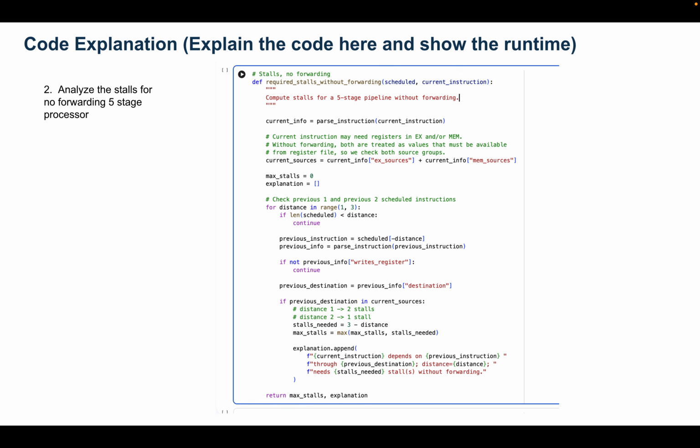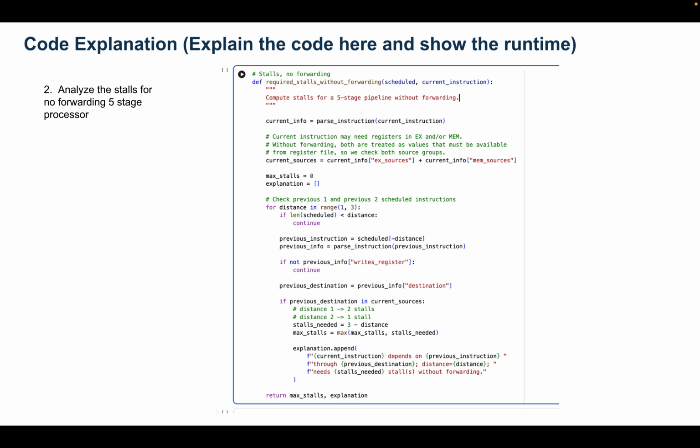So for the pipeline without forwarding, the simulator inserts stalls when a RAW dependency is found. Without forwarding, the current instruction must wait until the producer instruction writes the value back to the register file. The function has the previous 2 scheduled instructions.